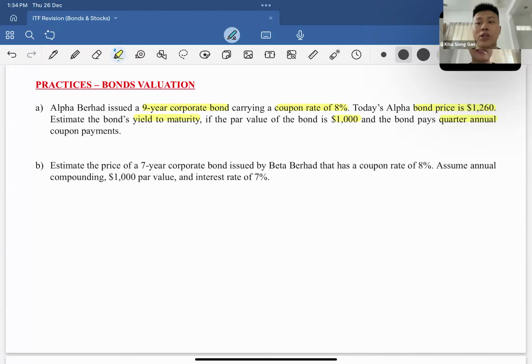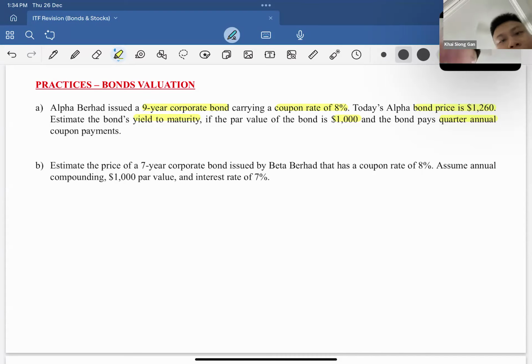So this is usually the kind of tricky question that you come across in your exam. Sometimes it can be annual, it can be semi-annual, or it can be quarterly. So in the year, there'll be four. Quarter means four. That means when we talk about quarter, that means 4 periods in a year. Okay, so now let's do these questions together.